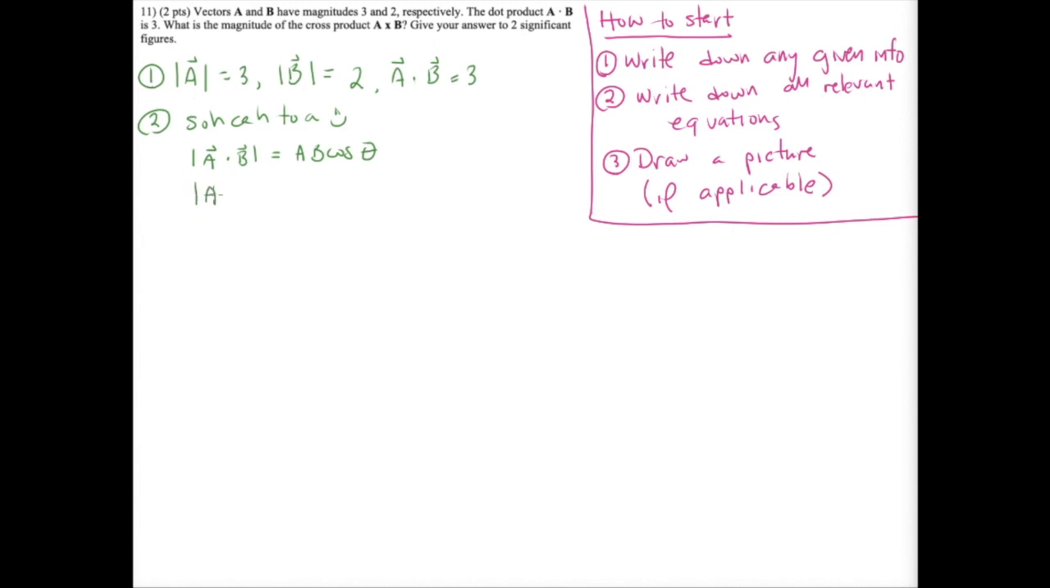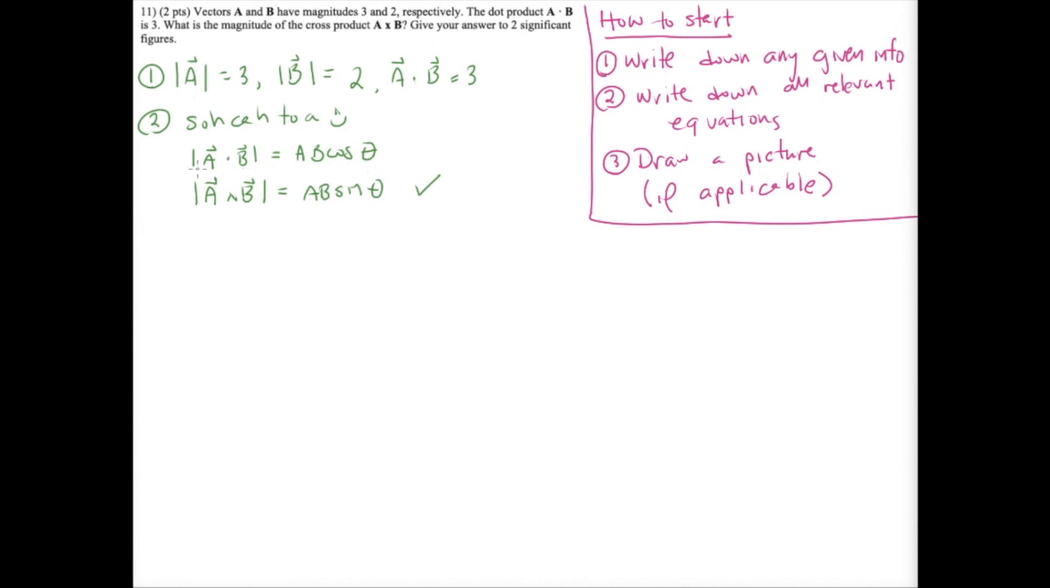We also know that the magnitude of A dot B equals A times B times cosine theta, and the magnitude of A cross B equals A times B times sine theta. And those A and B's on the right side of those equations are the magnitudes.